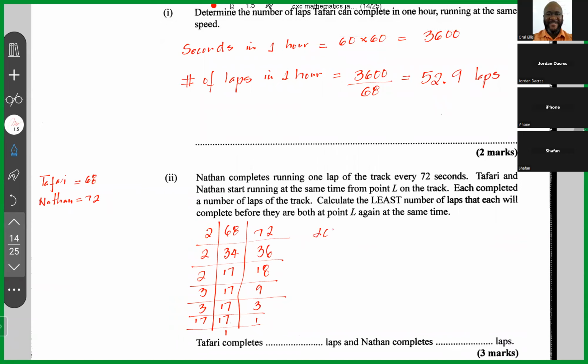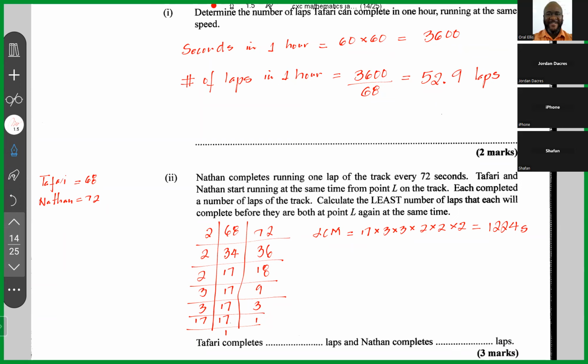The LCM would be the product of all these factors: 17 times 3 times 3 times 2 times 2 times 2. The LCM, when I calculated, is 1,224 seconds. So the amount of time it would take for both of them to again come back to the same point, L on the track, is 1,224 seconds. But that is not what you were asked.